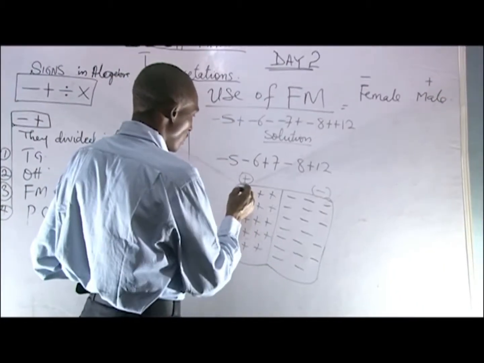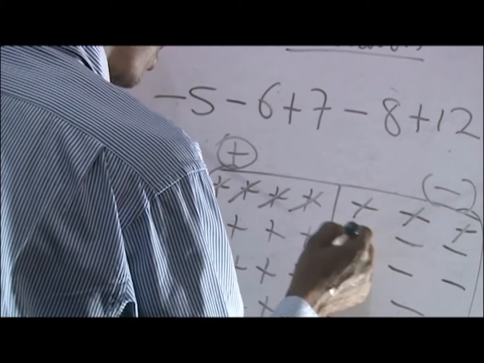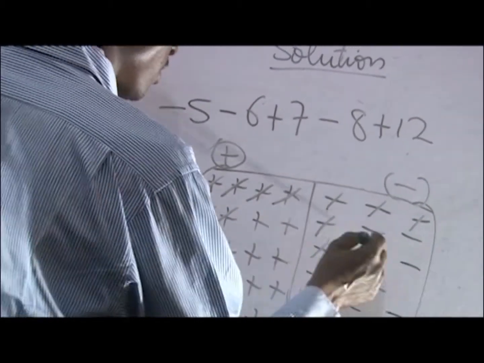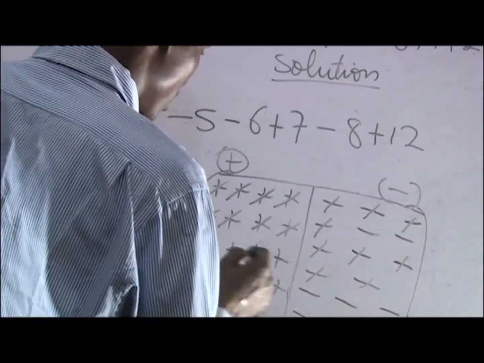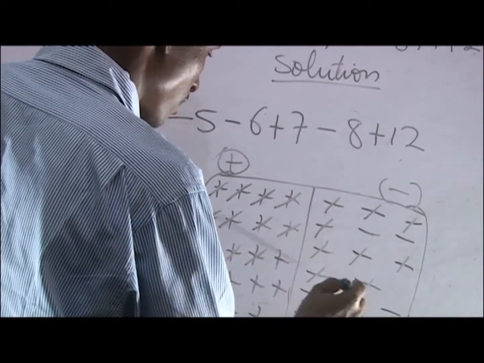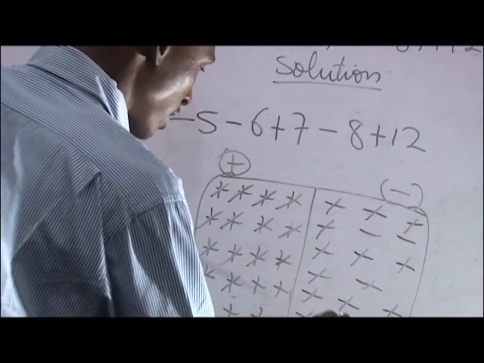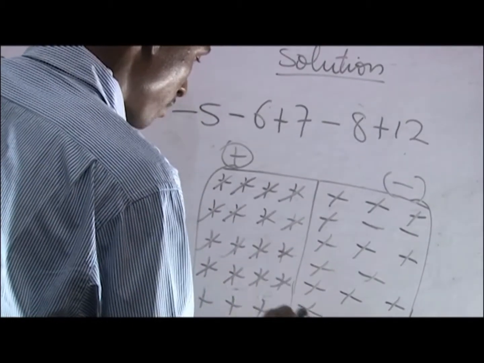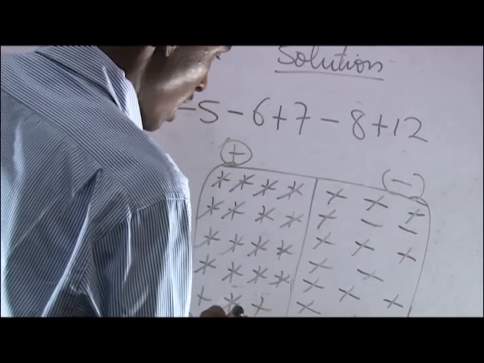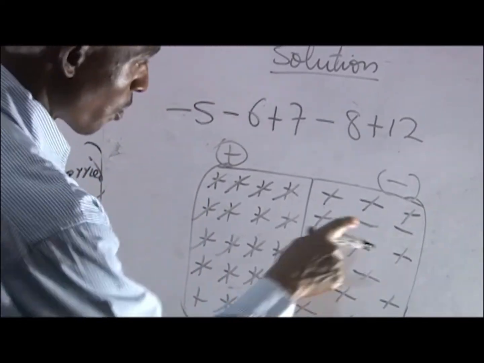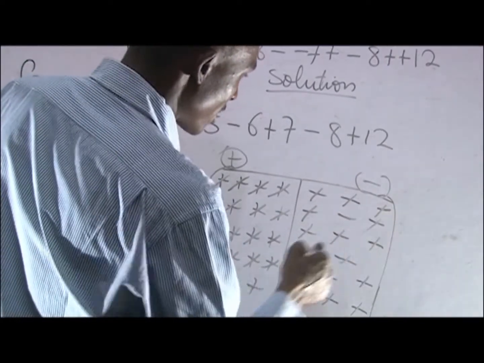Straight. This married to this, this married to this, this married to this, and so on, each boy married to a girl. Oh, there's one that is not married here. So this married to this.